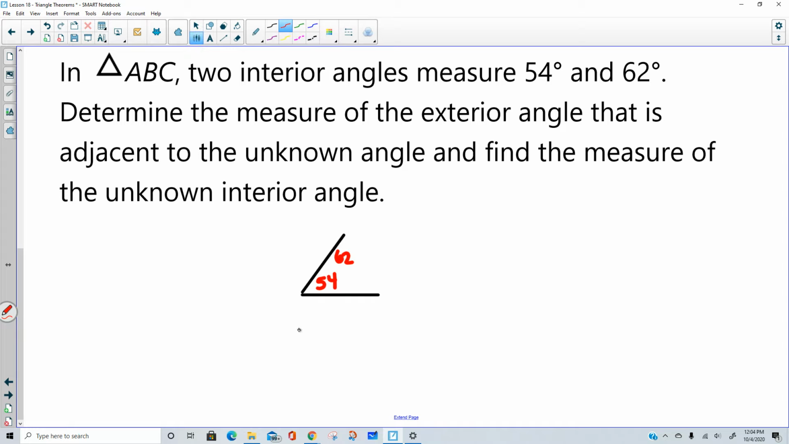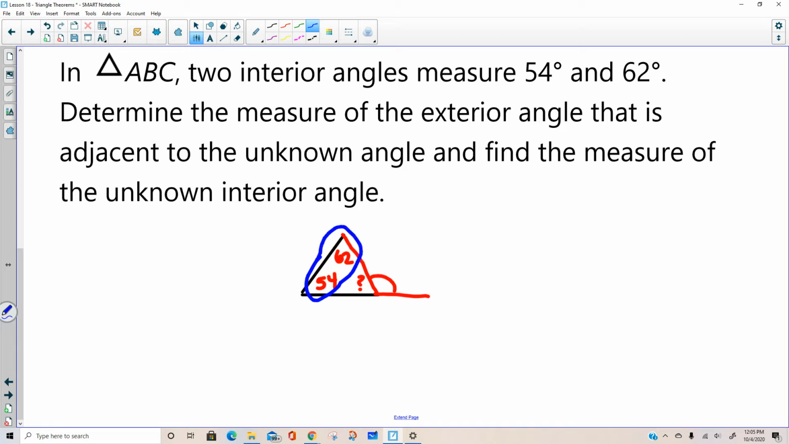Determine the measure of the exterior angle that is adjacent to the unknown angle. Okay, so let's go draw that in. Here's the unknown angle. So I'm going to complete that triangle. Extend the base. So the exterior angle that's adjacent to the unknown angle, that's this one right here marked. Okay, and so let's go find that.